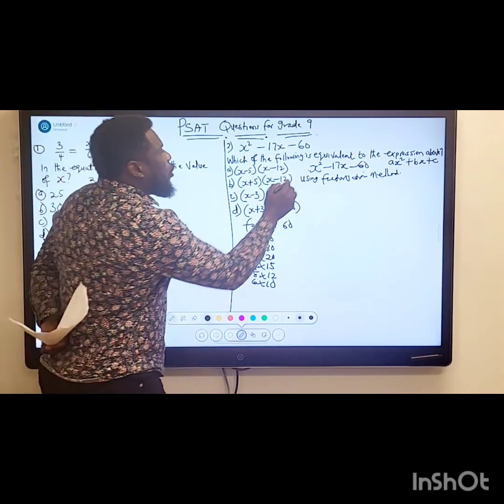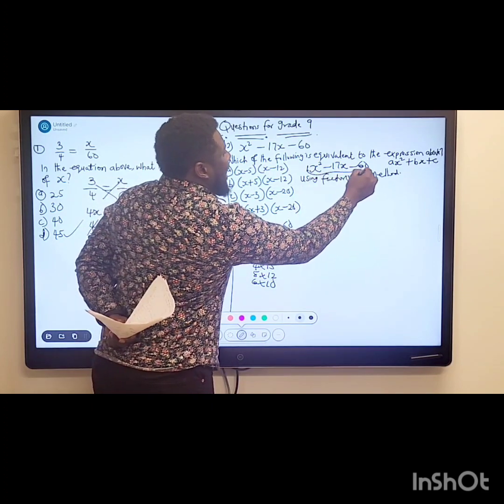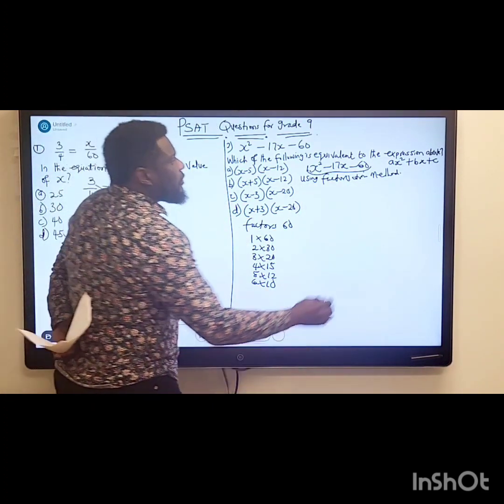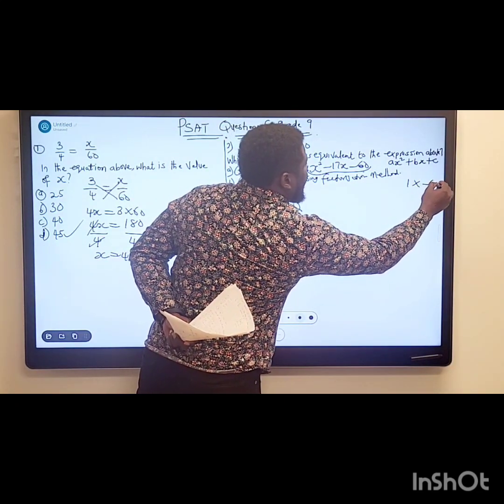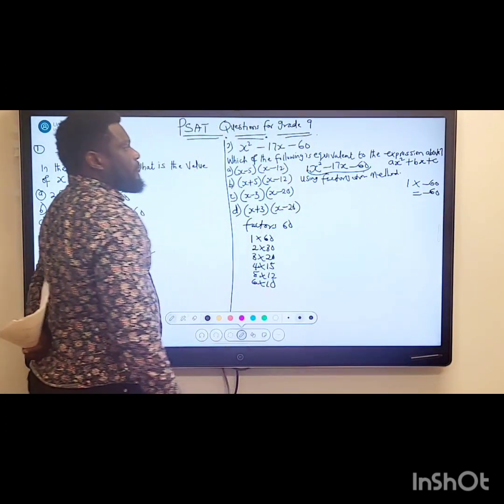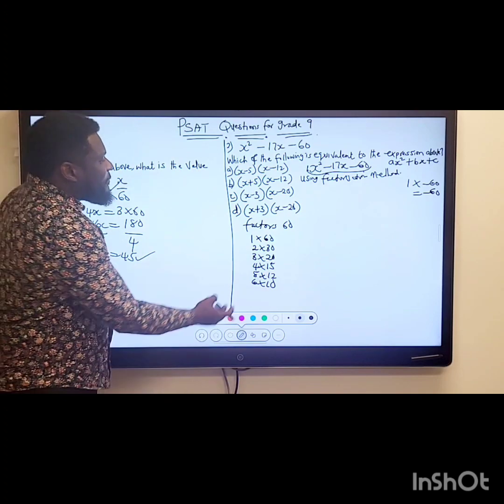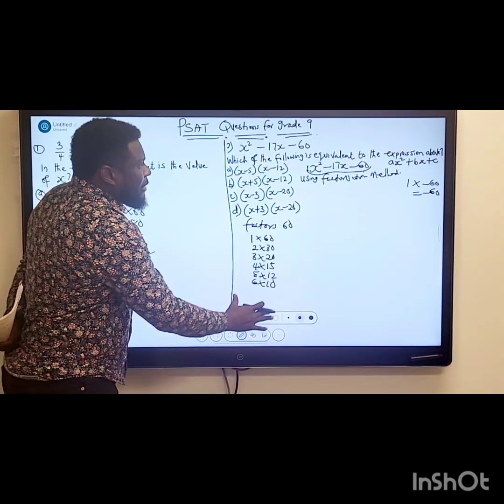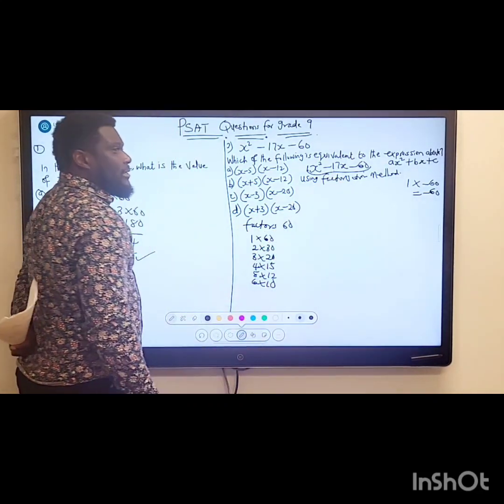You will take the coefficient of x squared here to multiply the constant. So if you do that, you're going to have what? 1 times negative 60. That will give us what? Negative 60. So what is the next thing now to do? Now from the factors of 60, you look out for the one that can replace what? This negative what? 17.